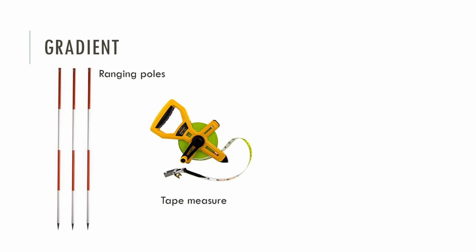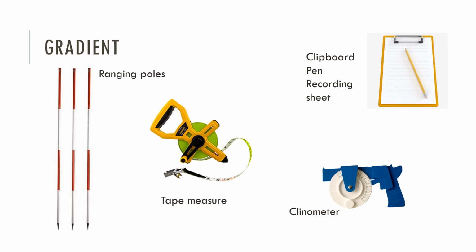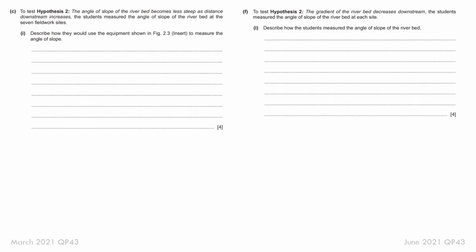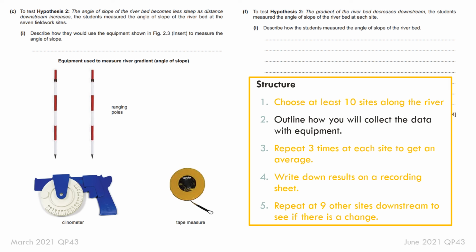Another method that you're expected to know is how to calculate the gradient of the river. For that, you will need some ranging poles, a tape measure, obviously a clipboard recording sheet, and a clinometer. So these are some of the questions that they ask. Again, 4 marks. Describe how you would use the equipment shown in figure 2.3, here we go, to measure the angle of a slope. Or describe how the students measure the angle of the slope of the riverbed. So, remember back to this. These are the golden things that you need to include for a river investigation.